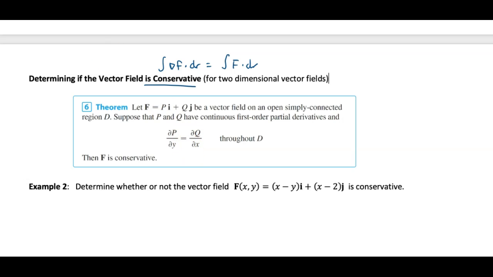And so to find out if it's conservative, all we're doing is finding the partial derivative of P with respect to y and the partial derivative of Q with respect to x, seeing if they're the same. Because if the partial of P with respect to y is equal to the partial of Q with respect to x, then I can find some function that will give me a gradient of this.